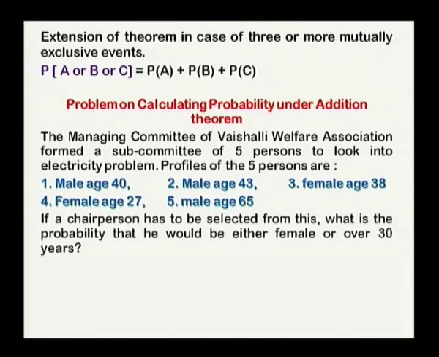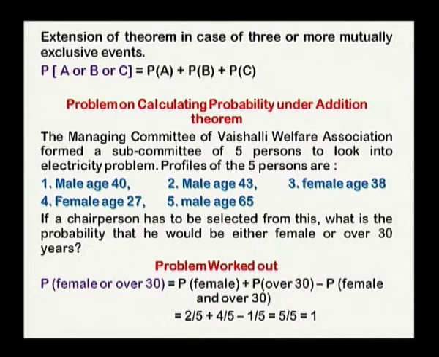The managing committee of Vaishali Welfare Association formed a subcommittee of 5 persons to look into electricity problems. Profiles of these 5 persons are: male age 40, female age 27, male age 43, male age 65 and female age 38. If a chairperson has to be selected from this, what is the probability that he would be either female or over 30 years?